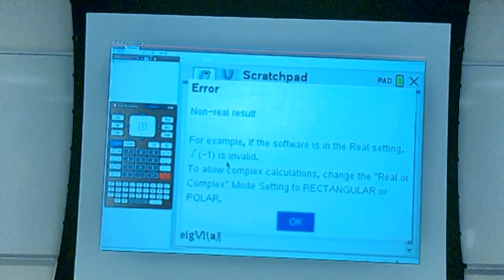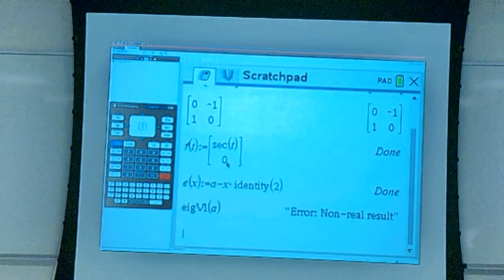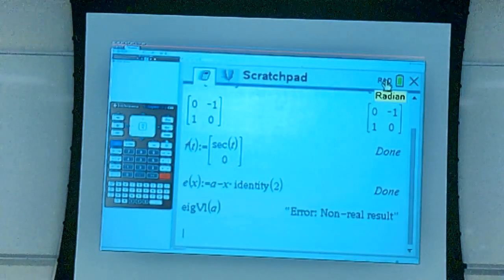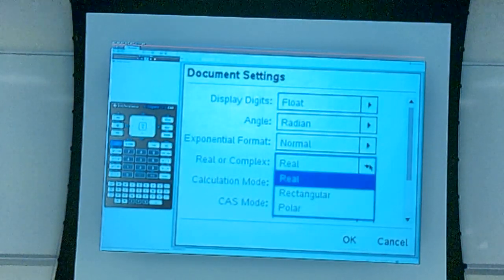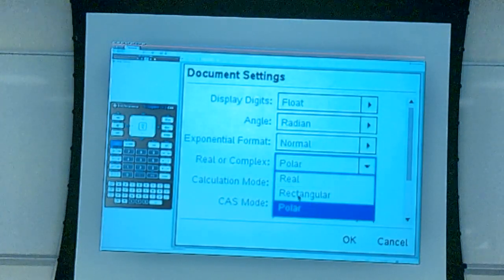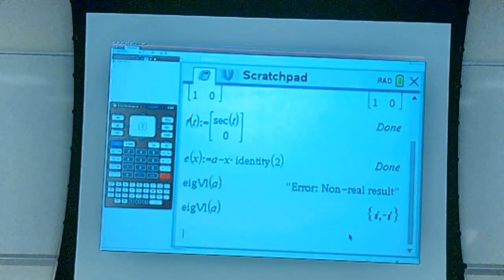Settings. Make it rectangular. Excellent, rectangular. A minus lambda I. That's nice.